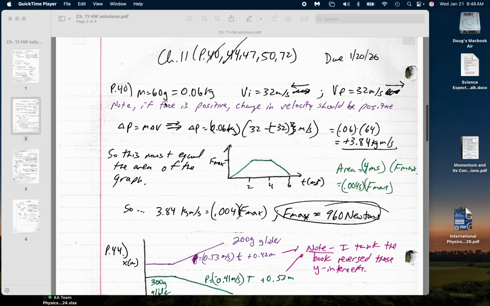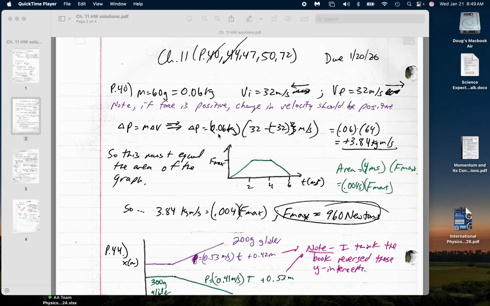This one is basically saying you have a 60 gram, I think it's a ball, that hits a wall at 32 meters per second coming in and bounces off at 32 meters per second. So technically that's an elastic collision, although it didn't ask about that. And you're given a graph here, again, this being milliseconds, this being F max, and it's asking you to determine what that F max is. Okay, so since this is a positive force, I'm noticing that it would be a positive impulse. So I think initially the object was going to the left, hitting a wall, and then bouncing back to the right because the change in momentum is positive. Not a big deal, but useful.